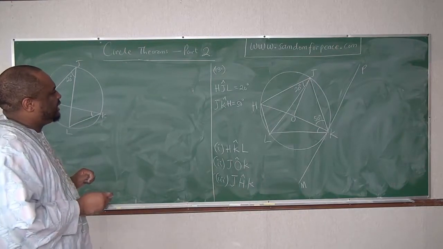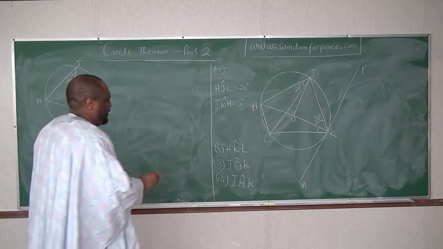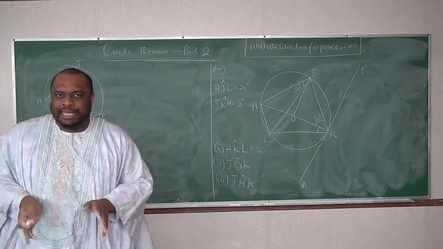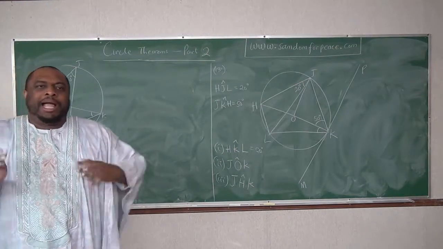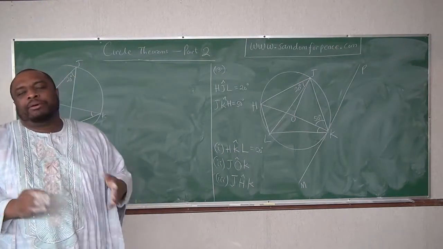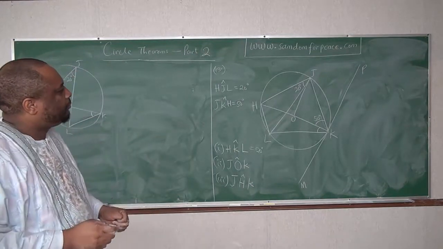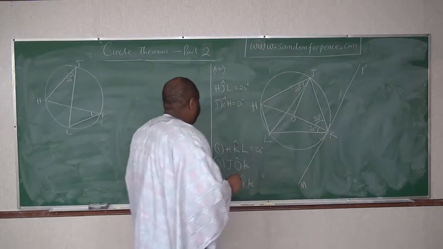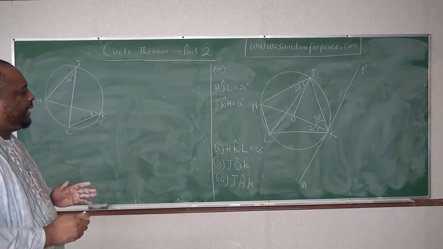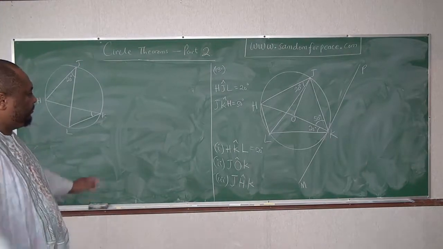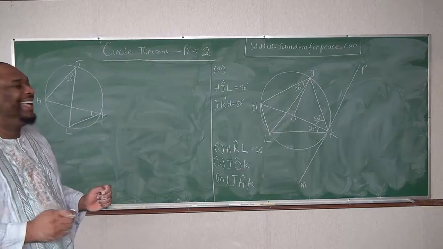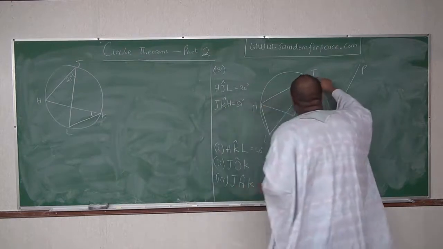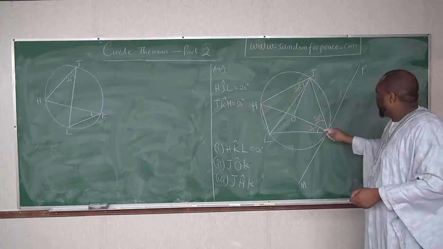So, HKL is 20 degrees. Reason: angles in the same segment of a circle are congruent. Okay, they are equal. So this is 20 degrees here. All right, next one, JOK. JOK is this one here.